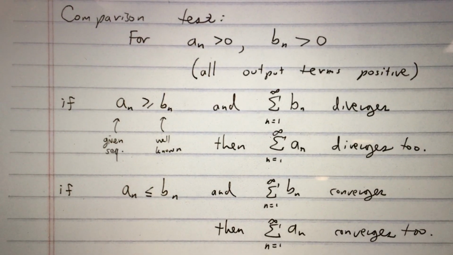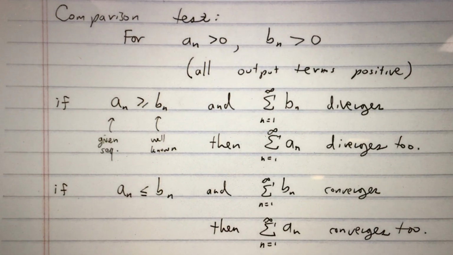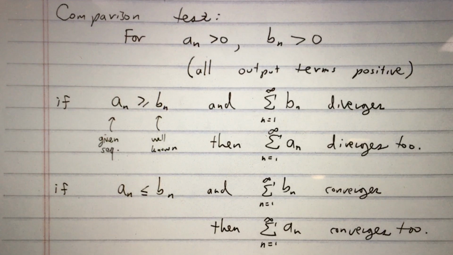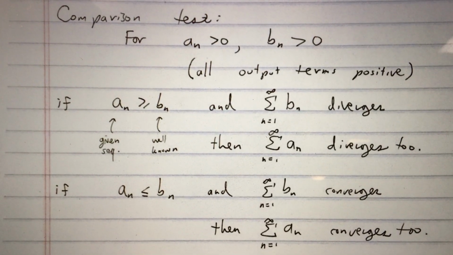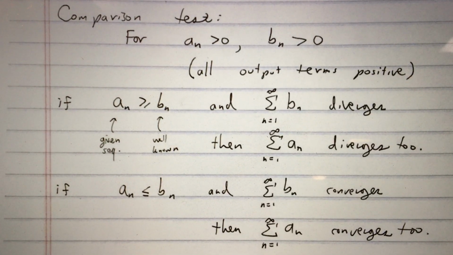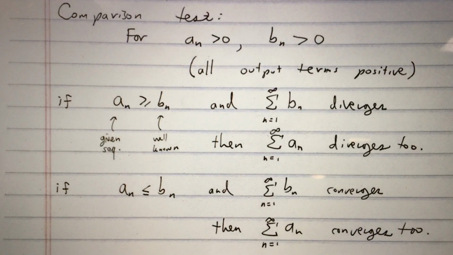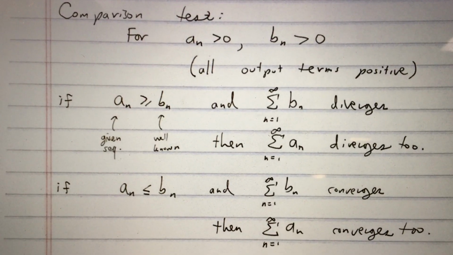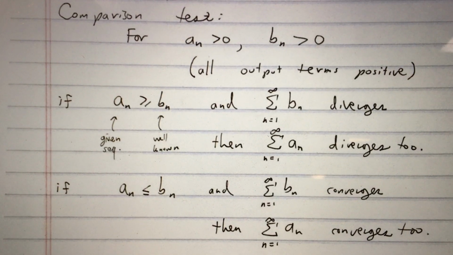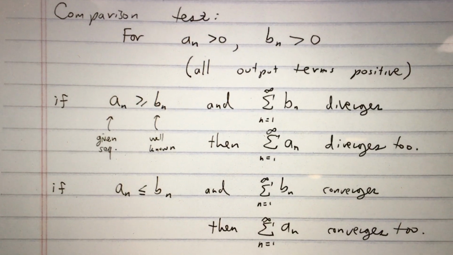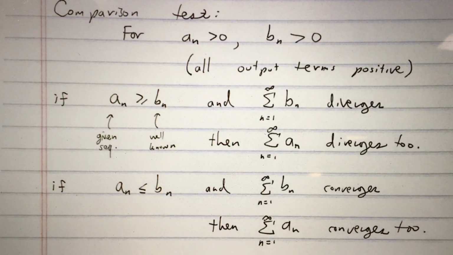If a sub n is always bigger than b sub n, and the summation of b sub n diverges, well then a sub n has to diverge too, because it's bigger than infinity. The summation of a sub n diverges too. And vice versa. If a sub n is smaller than b sub n, and we know b sub n converges, then a sub n converges too, because it's smaller than something that stays finite.